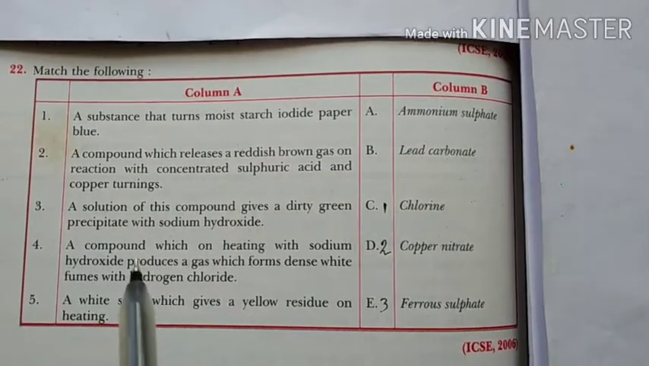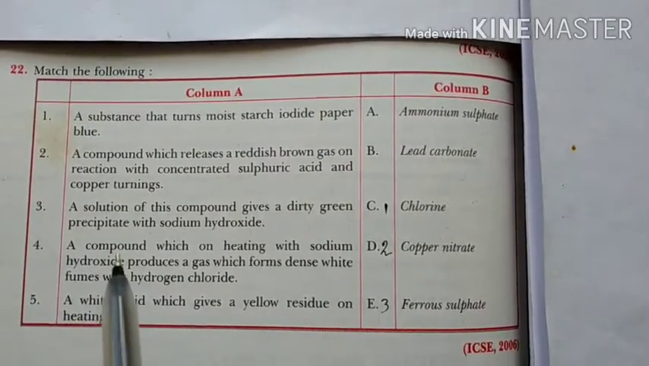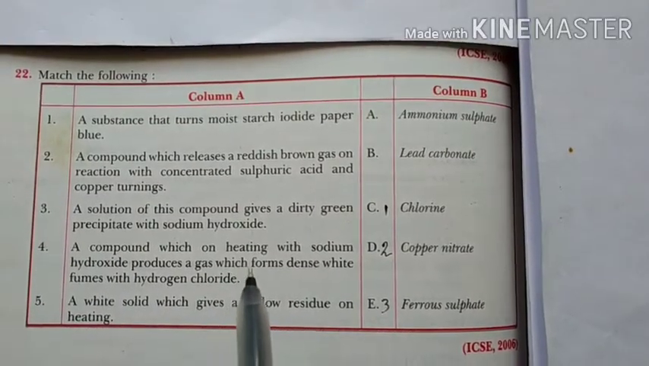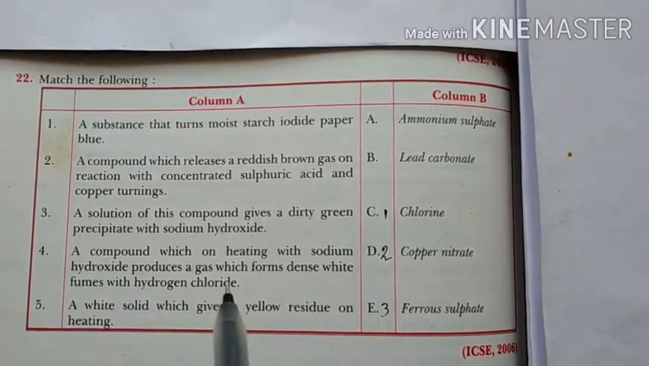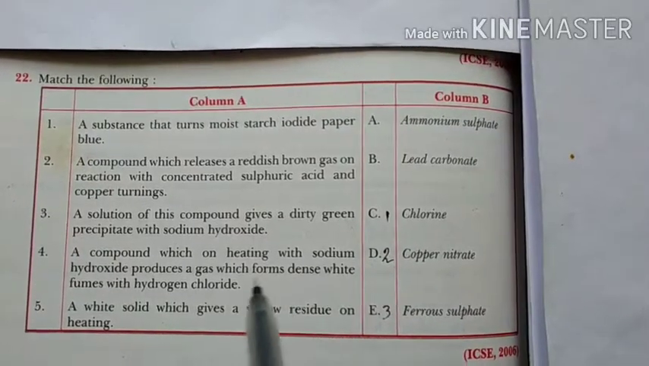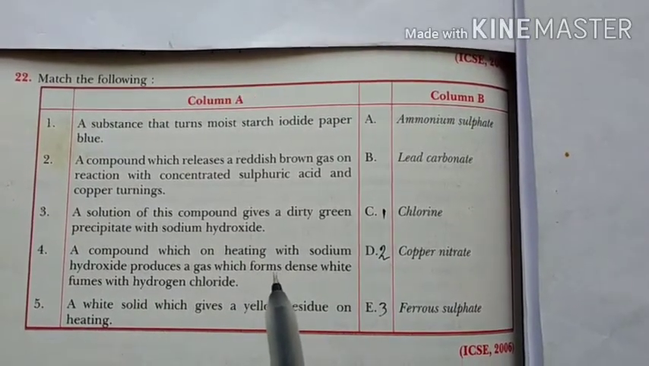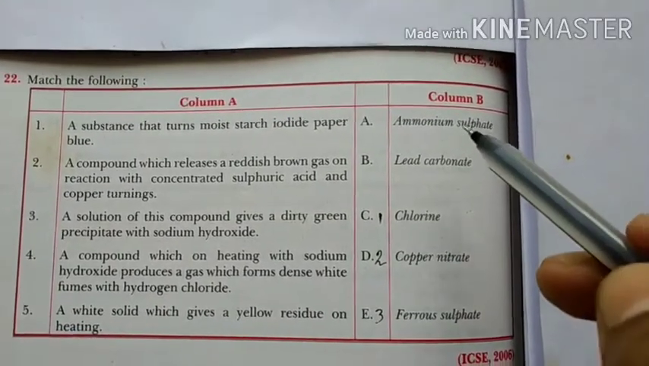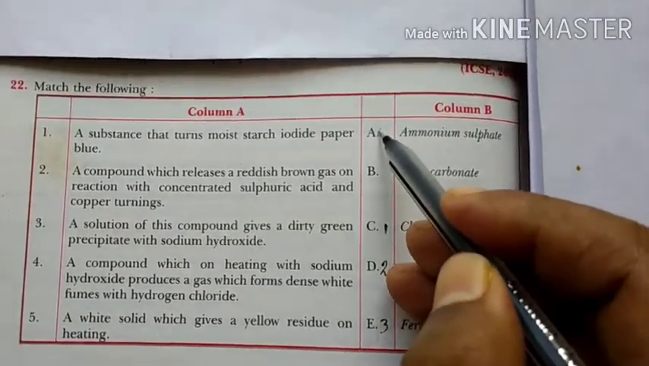And the next one, you can see, a compound which on heating with sodium hydroxide produces a gas that forms dense white fumes with hydrogen chloride. So it should produce hydrogen chloride dense white fumes, that means ammonium chloride. So it should be an ammonia compound, that is ammonium sulfate. So A should be with 4.